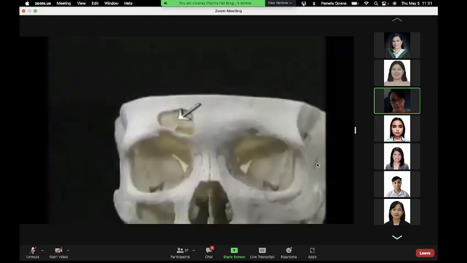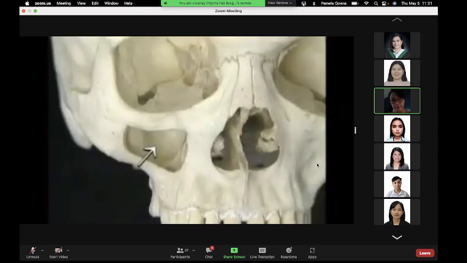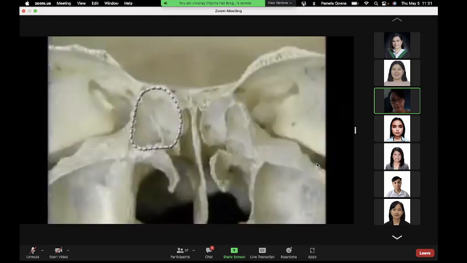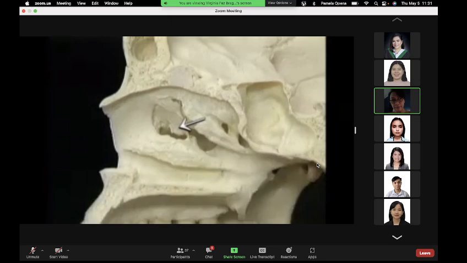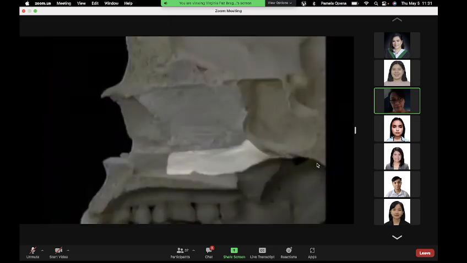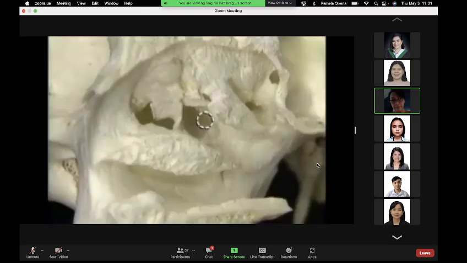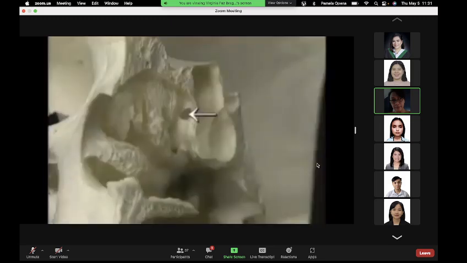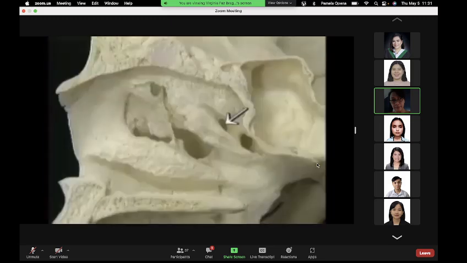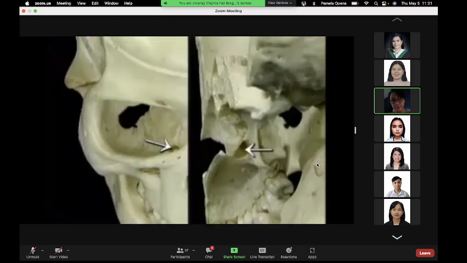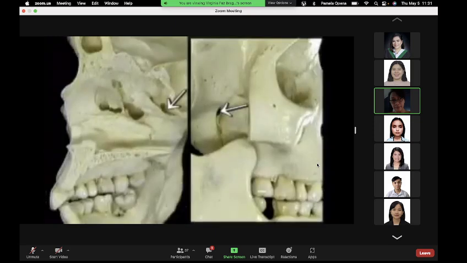Here's the cavity for the frontal sinus, the maxillary sinus, the sphenoid sinus, and here are the ethmoid air cells. Here are the cribriform plates, the uncinate process, and the vomer. Here are the frontonasal duct, the openings for the maxillary sinus, the sphenoid sinus, and the ethmoid air cells, posterior and anterior. Here are the openings for the nasolacrimal duct and the sphenopalatine foramen.